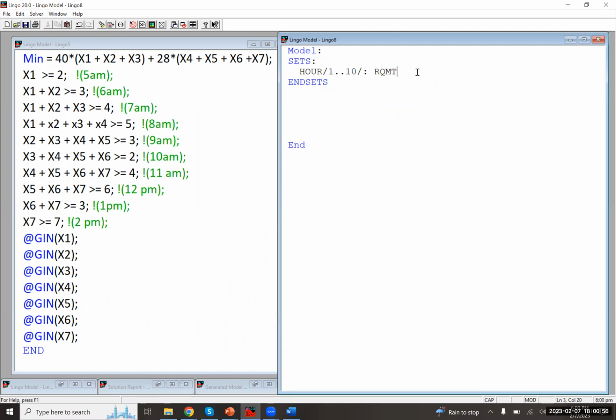What else? Auntie's kitchen plans to hire student employees working 4-hour shifts, right? Beginning on the hour from 5 a.m. That's shift number 1, through 11 a.m. That's shift number 7, right? So next we define another primitive set. Let's name it shift. And this time 1..7 because there are only 7 shifts available, right?